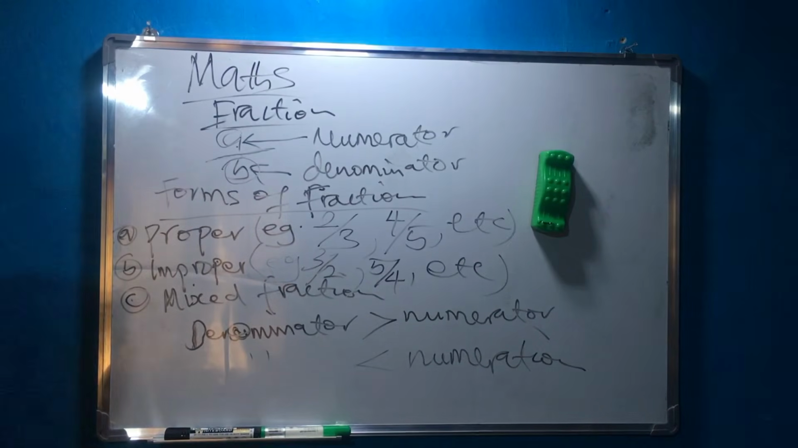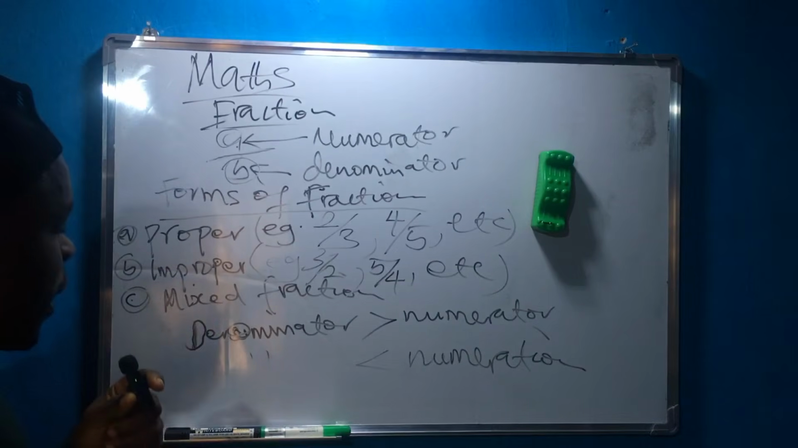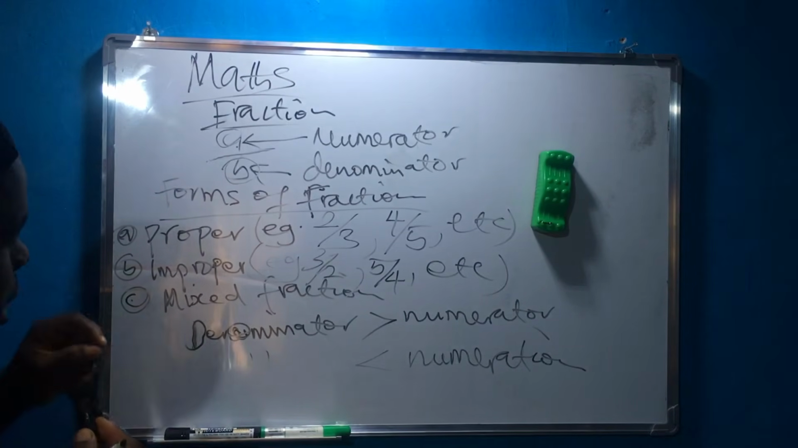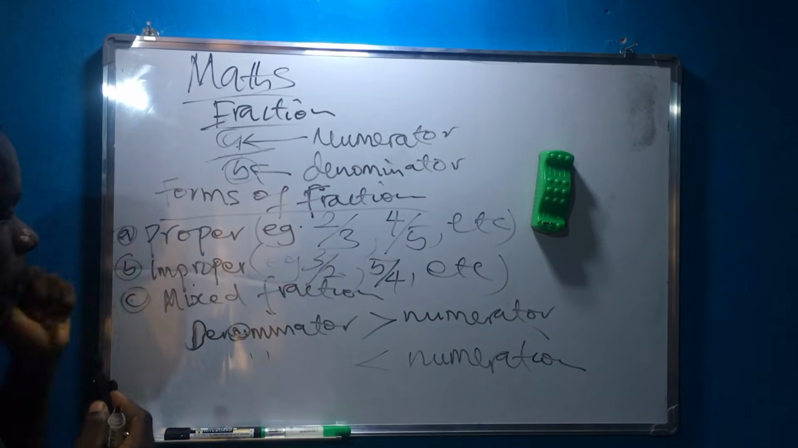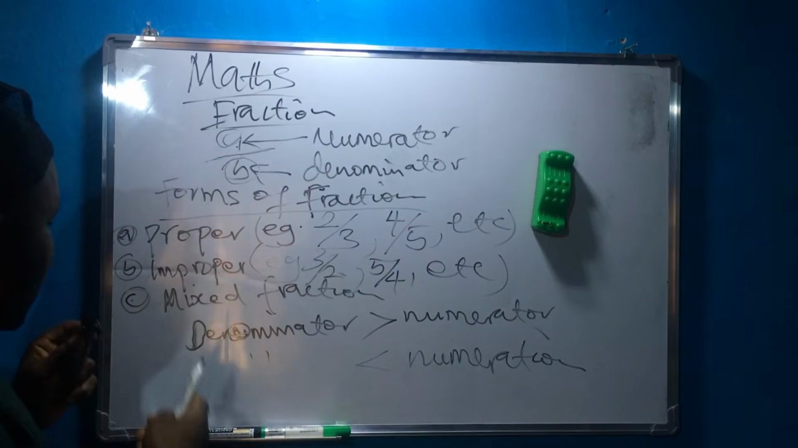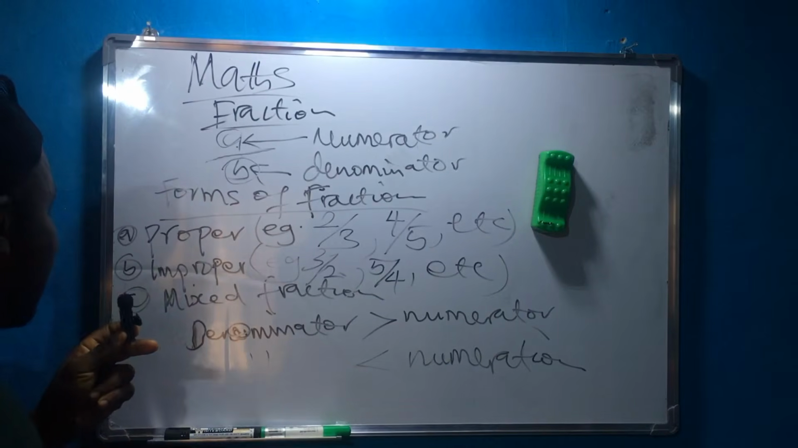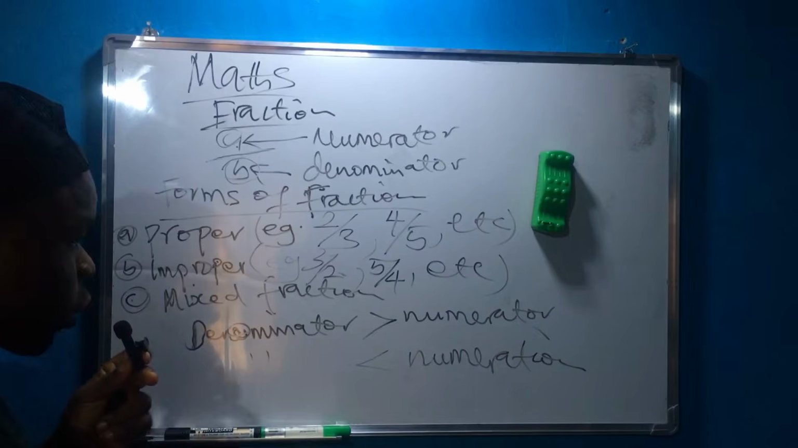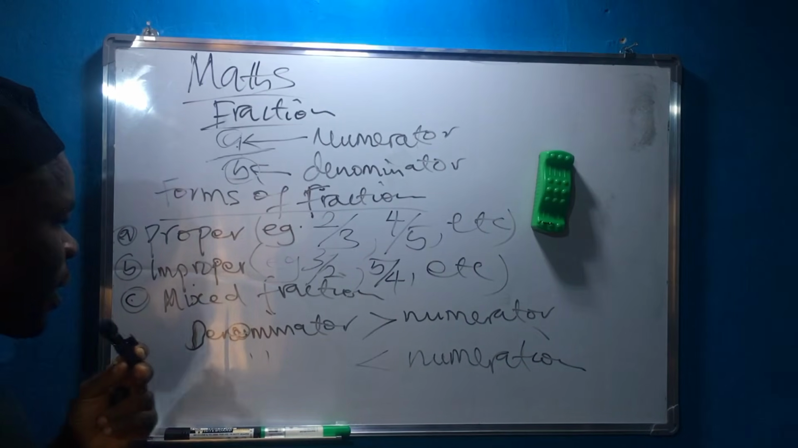Mixed fraction. A fraction is said to be mixed when there is involvement of a whole number and a fraction. That is an improper fraction. When there is a combination of a whole number and an improper fraction, it will give you a mixed fraction. Is that clear now?